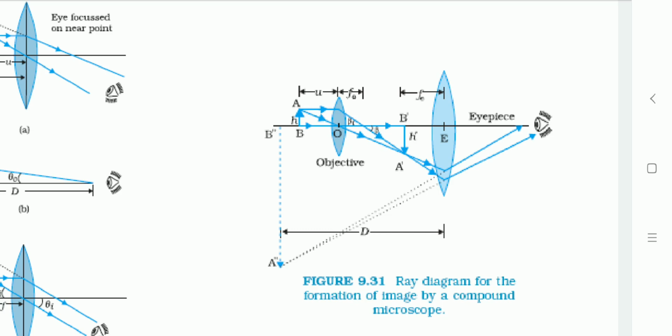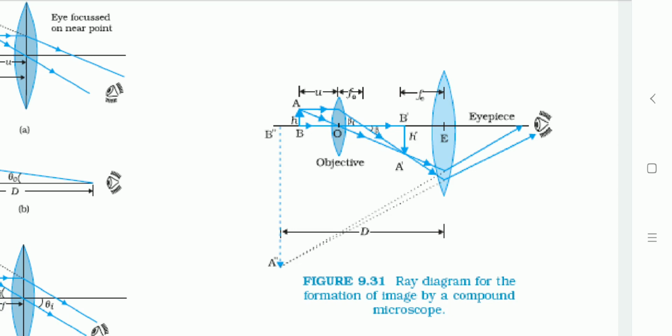The first image is formed near the focal point of the eyepiece. The distance L, that is between the second focal point of the objective and the first focal point of the eyepiece, is called the tube length of the compound microscope. So the first image is inverted.